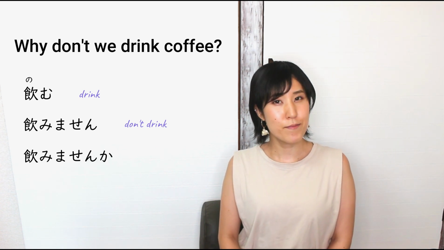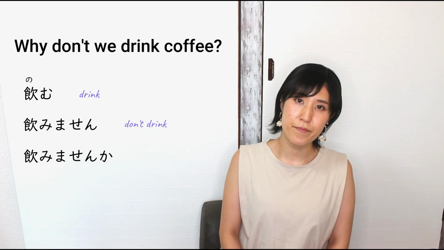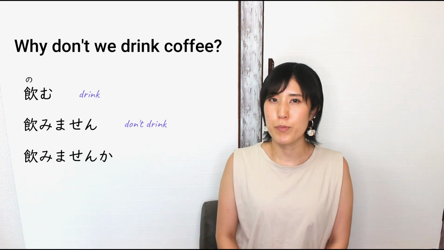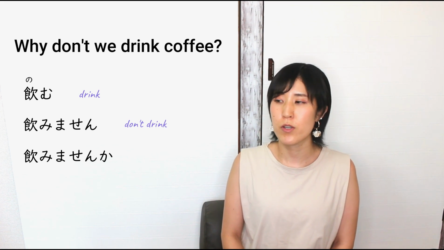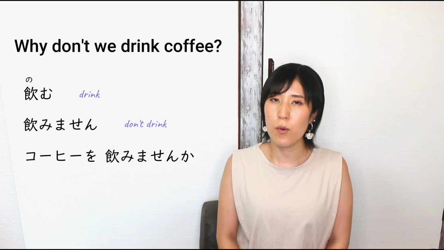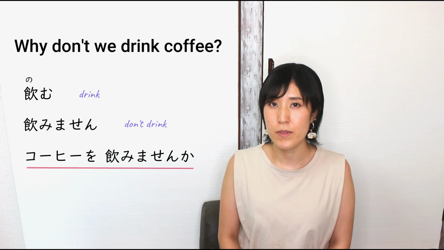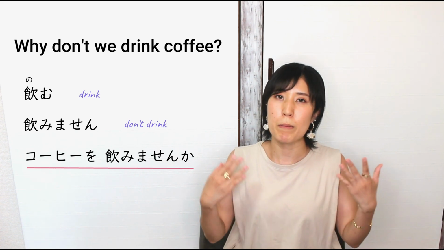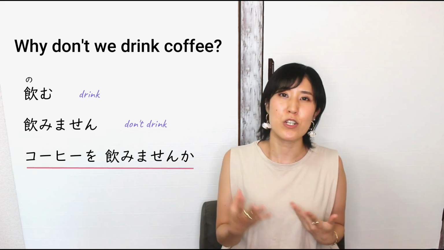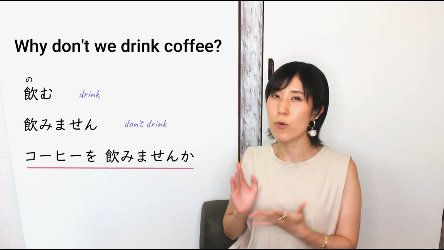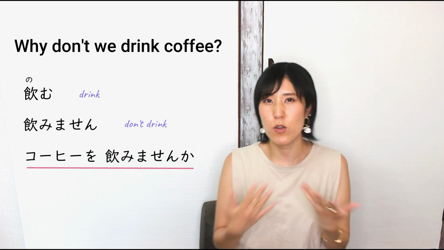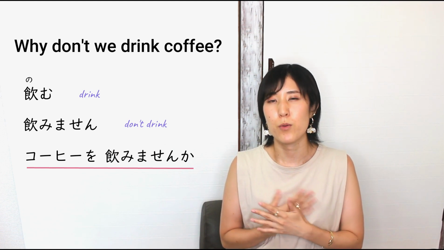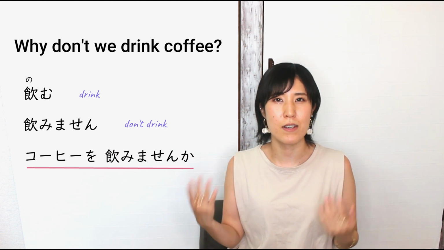飲みませんか? Don't forget to put the object beforehand. So, コーヒーですね。コーヒーを飲みませんか? So, this is a sentence that I'm saying, コーヒーを飲みませんか? Which is, hey, why don't we drink coffee? So this is a negative question, but it's actually saying, why don't we drink coffee together? コーヒーを飲みませんか? Okay, now I'll give you another example.